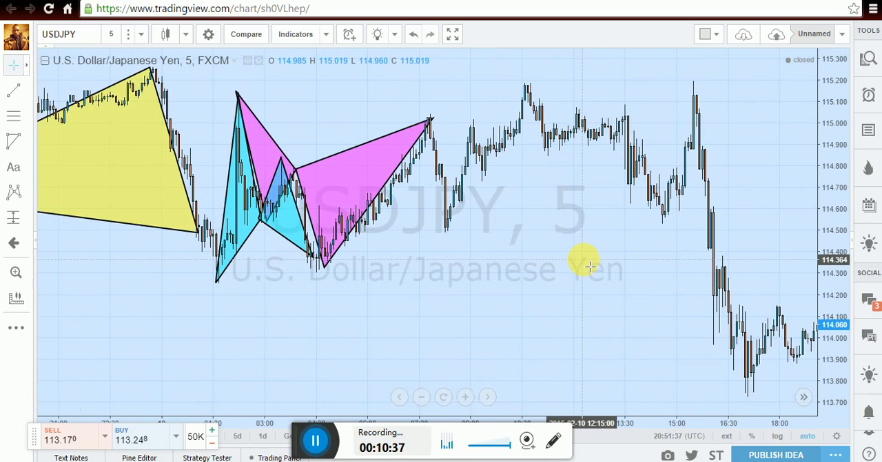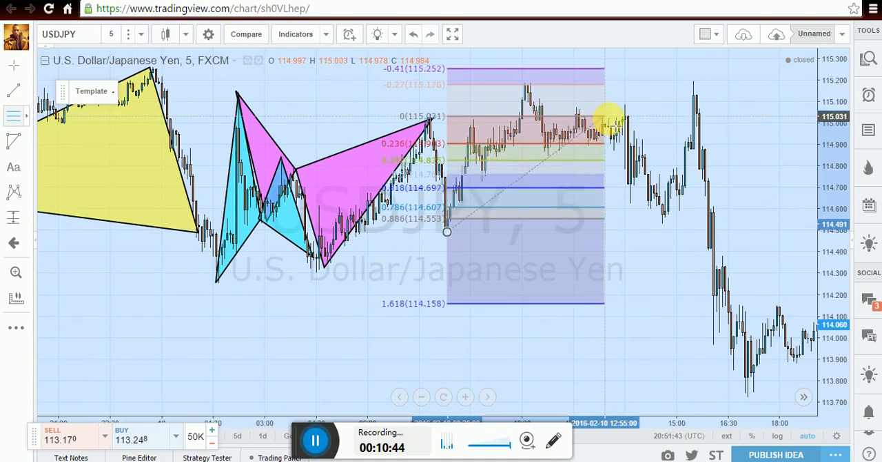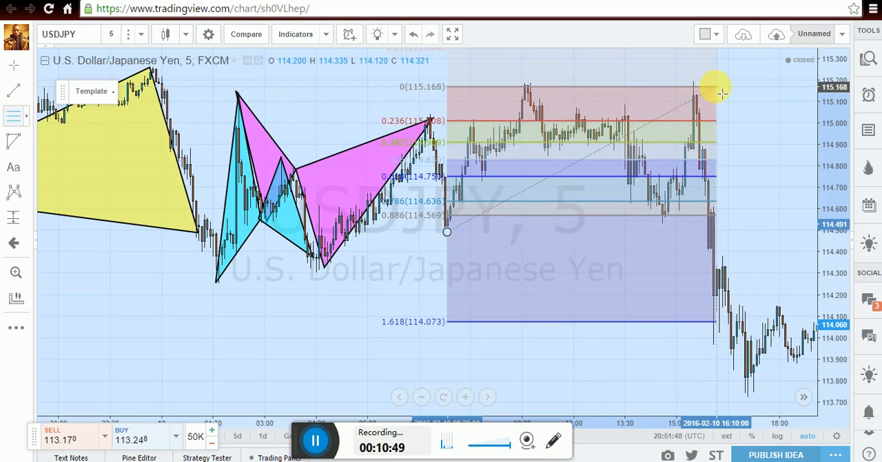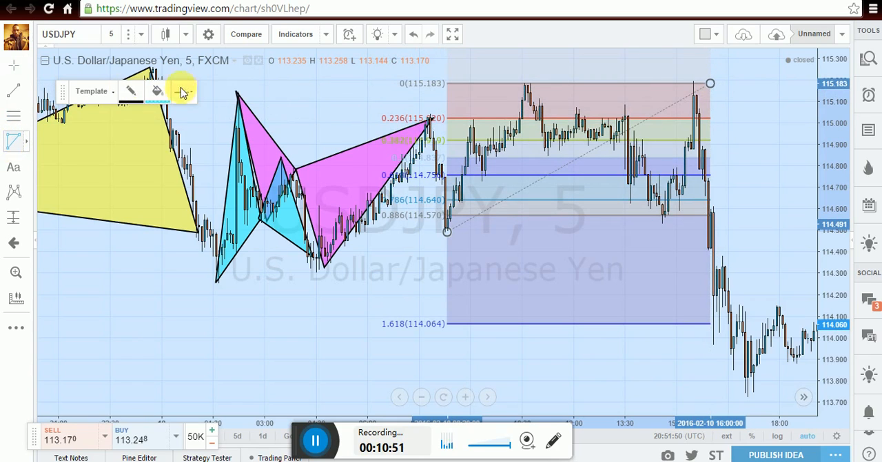So there it is, guys. I can only see 3 patterns on there. We might have had a cipher pattern here, but I don't think we hit the 127 extension. Actually, we did hit the 127 extension. So yeah, another cipher pattern.